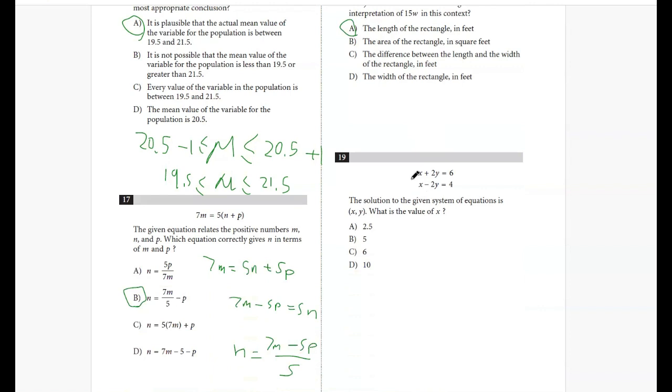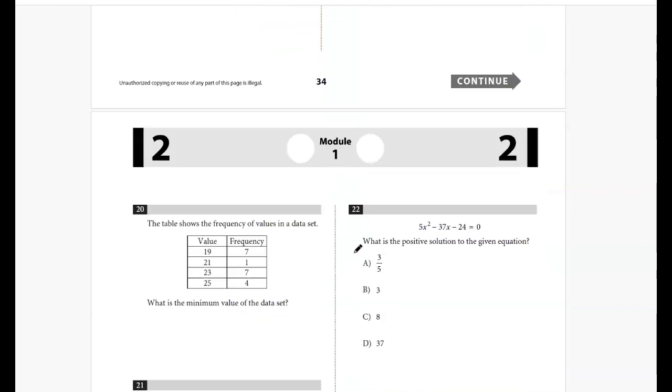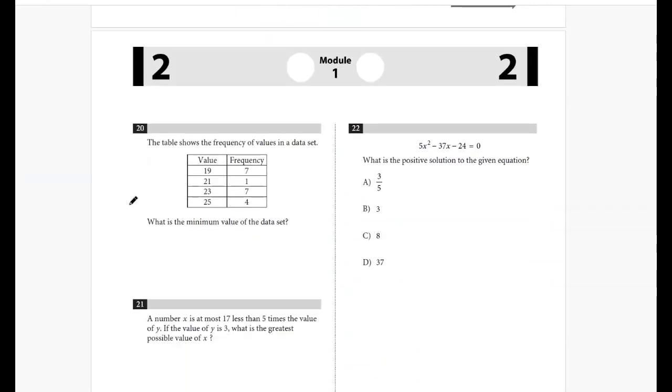The solution to the given system of equations is x, y. What's the value of x? I'm going to go ahead and get rid of the y, so I'm going to add all of them. So 2x is equal to 10. x is equal to 5. So B is the correct answer. The table shows the frequency of values in the data set. What is the minimum value of the data set? I can see that 19 is the minimum here.